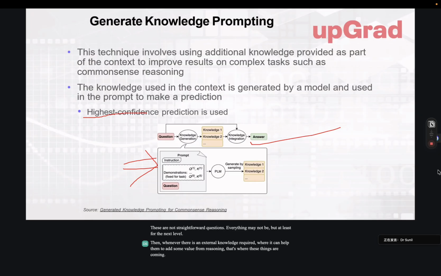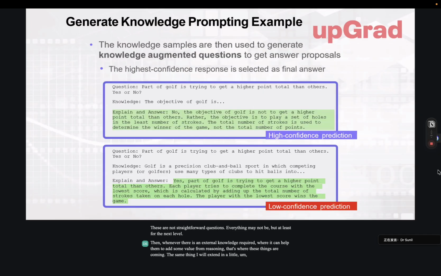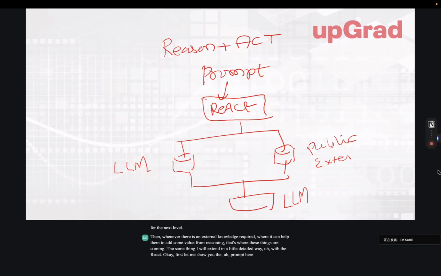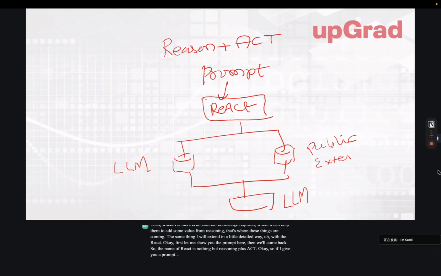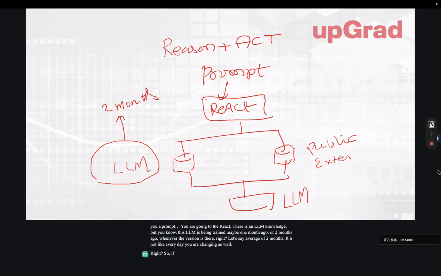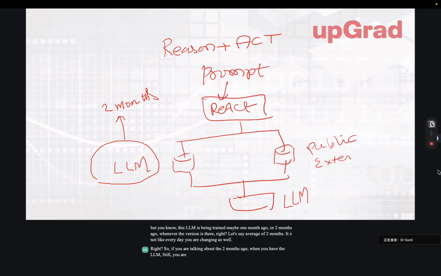The same thing I will extend in a little more detail with ReAct. First let me show you the prompt here, then we will come back. The name ReAct is nothing but reasoning plus act. If I give a prompt, it goes to ReAct. There is LLM knowledge, but this LLM was trained maybe one or two months ago, whichever version it is, say an average of two months. It is not like you are changing it every day. So even with an LLM from two months ago, sometimes you will ask something which is live in the system.